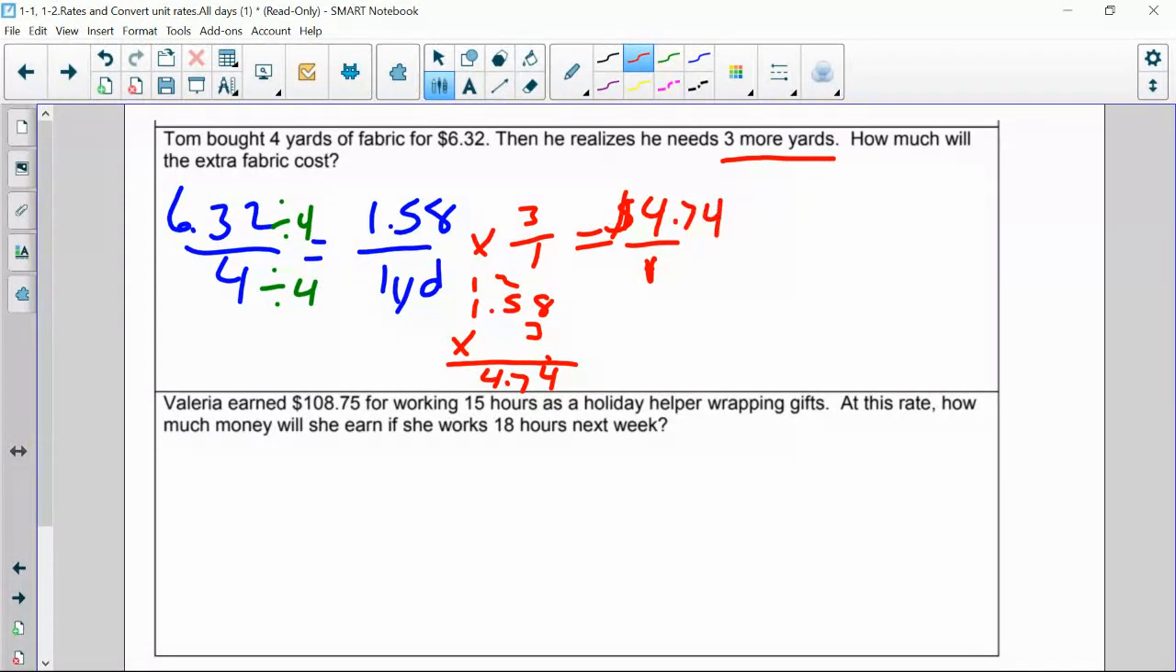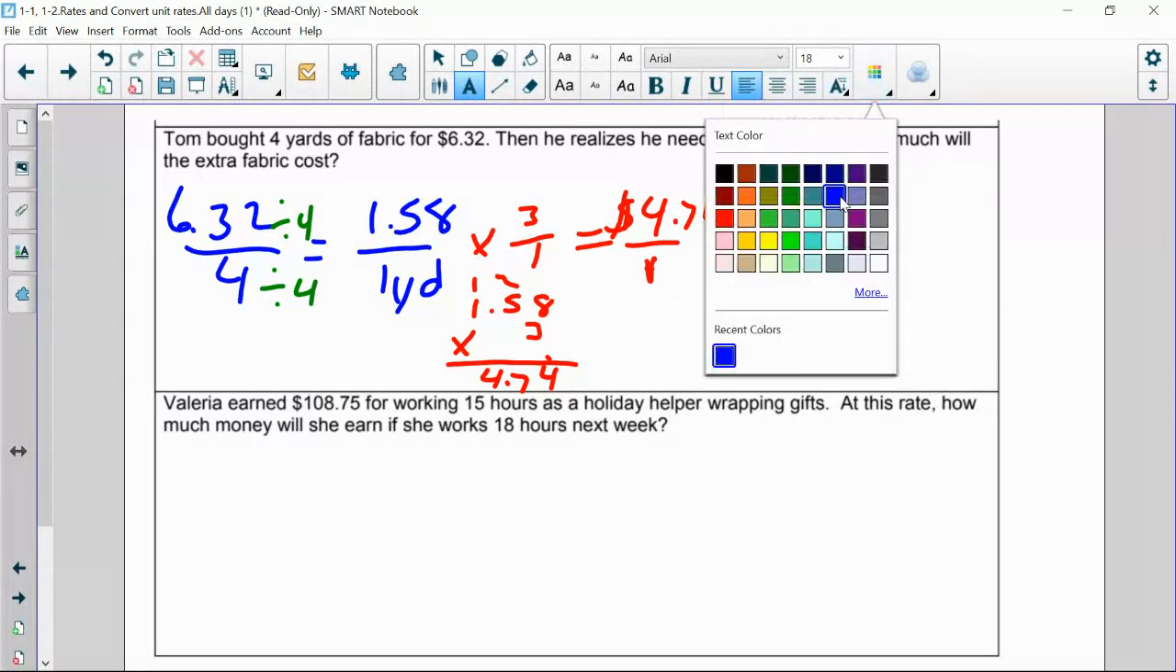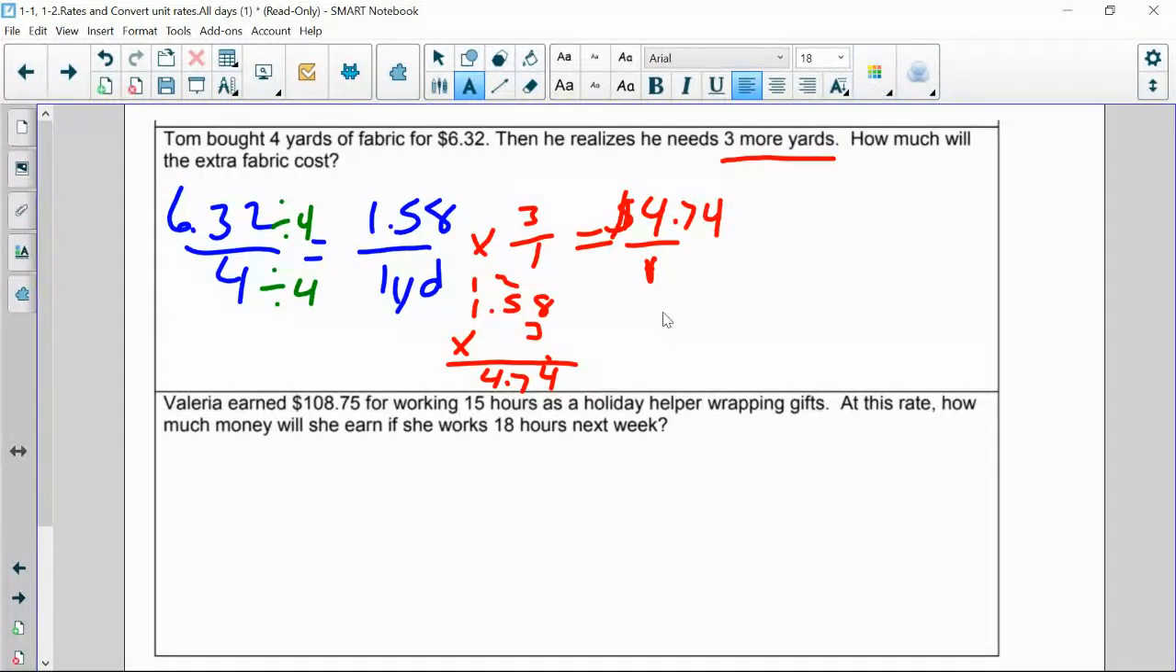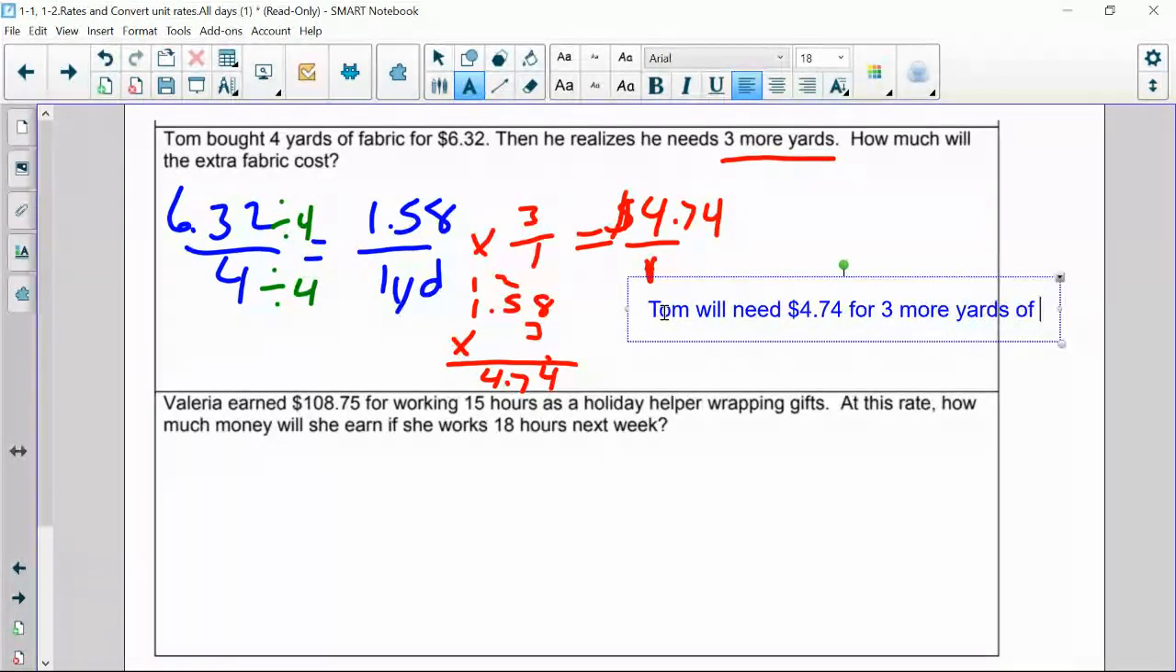Of course, with a word problem, we should always answer in sentence form. Okay, so we could say, who are we talking about? Tom. Tom will need $4.74 for 3 more yards of fabric. Okay, so we showed our work, we set it up with a rate, found the unit rate, and then multiplied it by how much more we needed, and that gave us our answer.